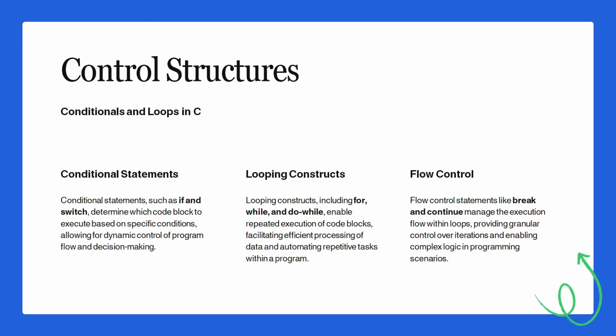That is basically the conditional statement: if the condition is true, then the program will execute and move forward, and if the condition is false, then it breaks. The second one is the looping structure. Looping constructs include for, while, and do while loops. They enable repeated execution of code blocks, facilitating efficient processing of data and automating repetitive tasks within a program. If we have to repeat a task many times, we can use a loop for multiple executions of a single code or instruction.